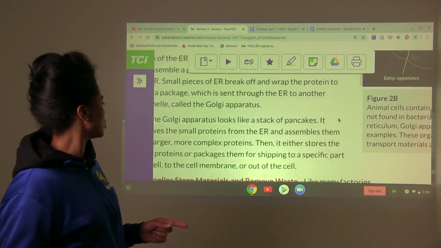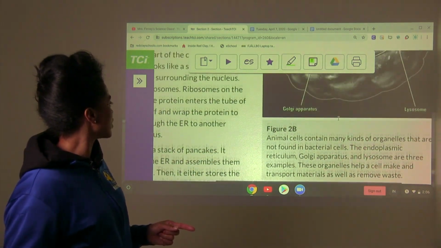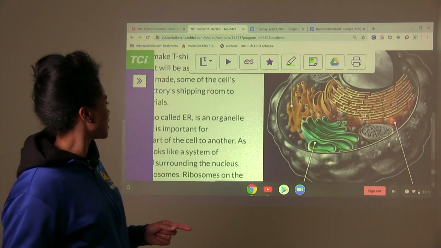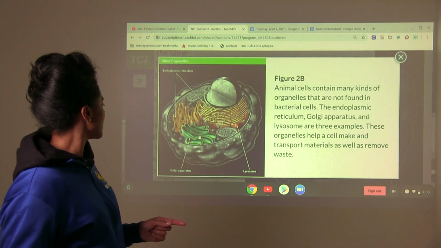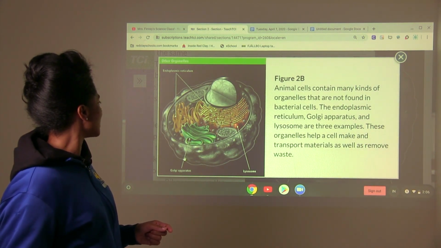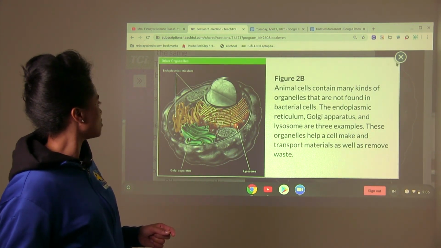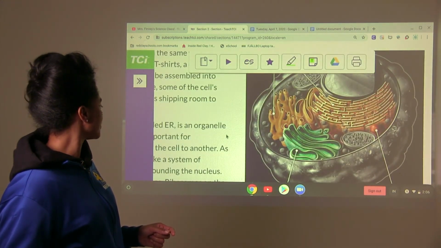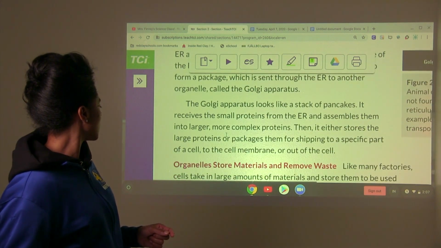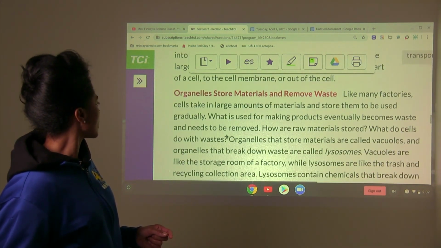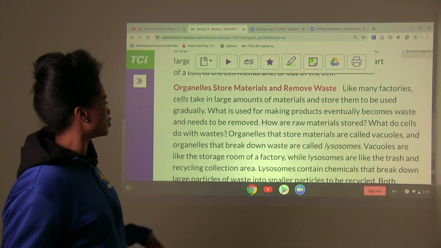Now let's take a look at the Golgi apparatus receiving information from the endoplasmic reticulum. Here we go. You see that right here? It's in green, Golgi apparatus. The next one we want to look at will be the lysosome. Keep going.